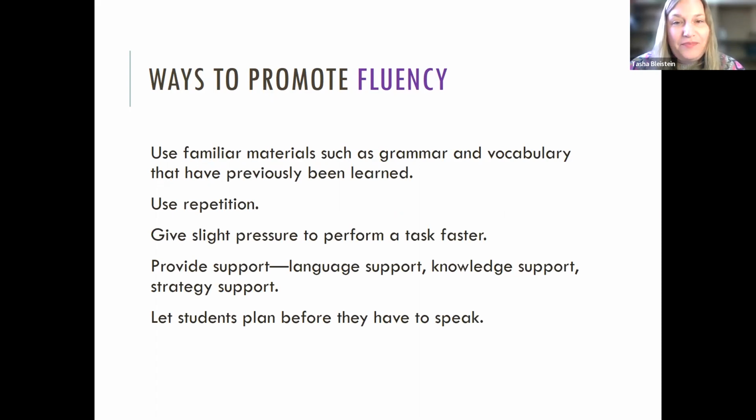For fluency, use materials or content that the learner already knows. So grammar and vocabulary that they learned the last time and the time before that, that might be even a little bit easy for them now, but that helps build fluency because they don't have to think so hard about the grammar and vocabulary. They already know it. So you might have some warm-up activities that recycle that content from the previous sessions, and that's going to help them with fluency.